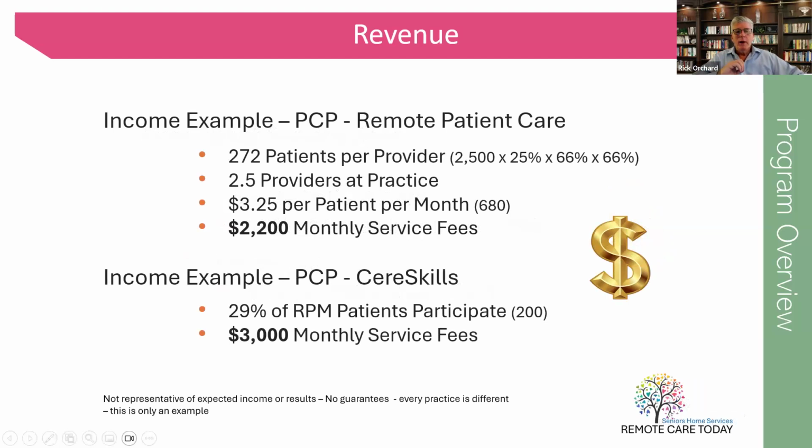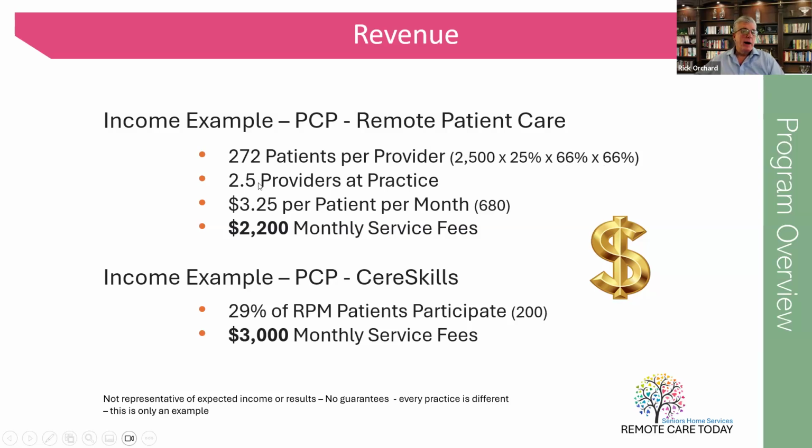Okay. So in this example, we have 272 patients per provider. You go to your doctor's office and you enroll your doctor. And this is on average how many patients. Well, how did I come up with that? Well, the doctor has 2,500 patients in his database. 25% of those are seniors. We know from 10 years of experience that 2/3 of them qualify. Yet in my example, I'm only going to assume that 2/3 of those will actually enroll. Okay, that's how I came up with this 272.